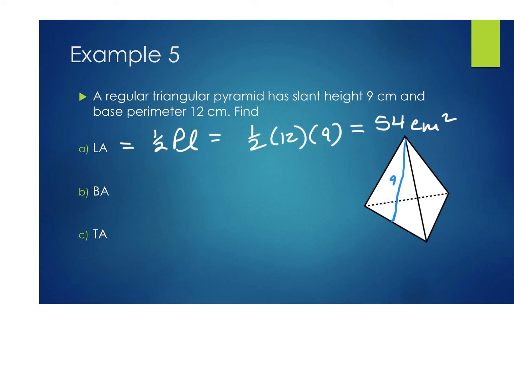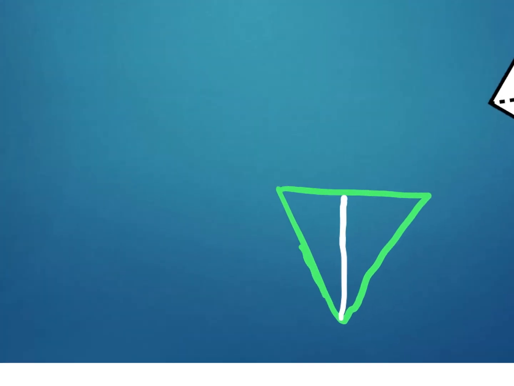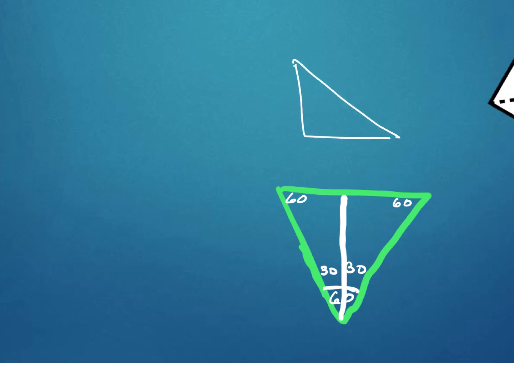Now for my base area, remember it's a regular triangle, so this base shape is an equilateral triangle. So I need to draw down and find the height, or this altitude here. Remember, an equilateral triangle, each one of these angles is going to be 60. Once I drew in that height, it splits this angle here into 30 and 30. I now have a 30, 60, 90 right triangle.